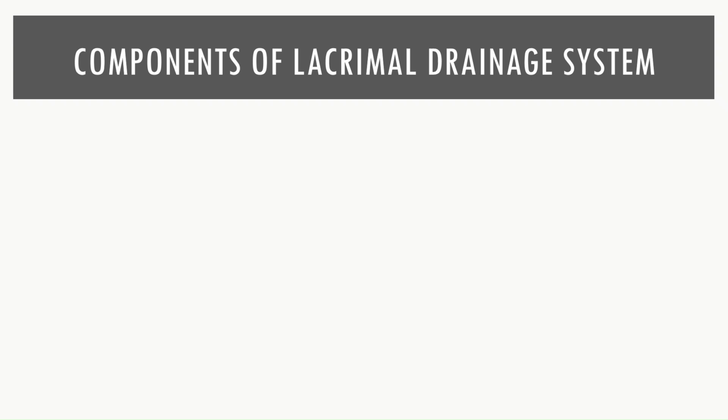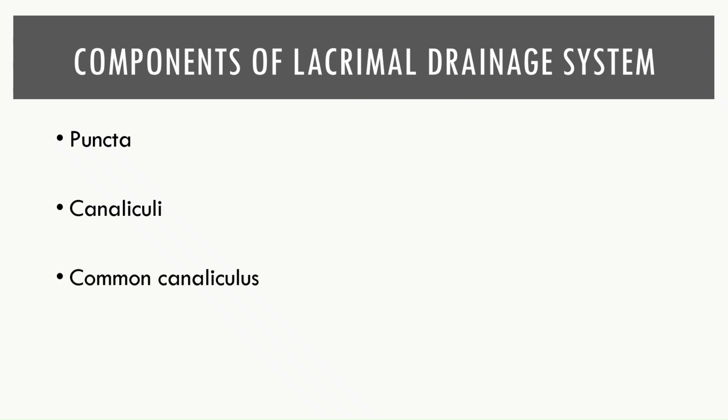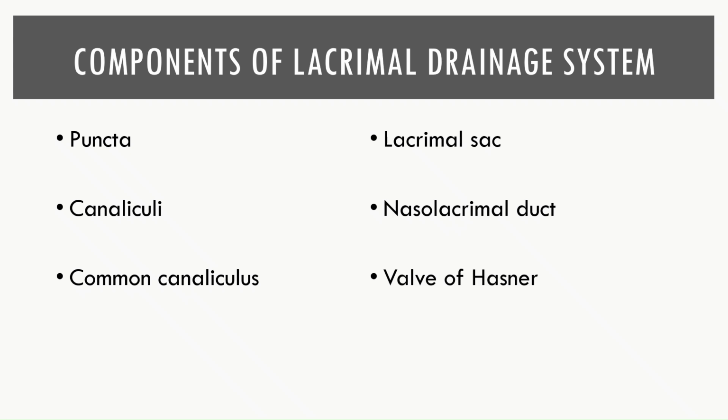The lacrimal drainage system consists of the puncta, canaliculi, common canaliculus, lacrimal sac, and nasolacrimal duct, which finally opens into the inferior meatus of the nose through the valve of Hasner.